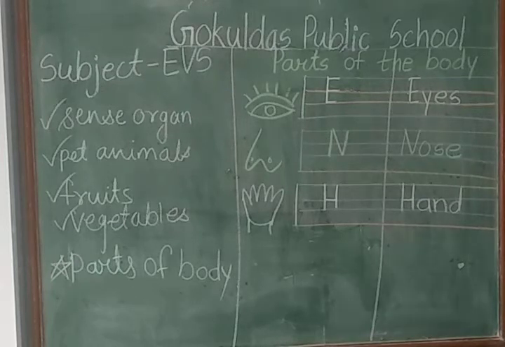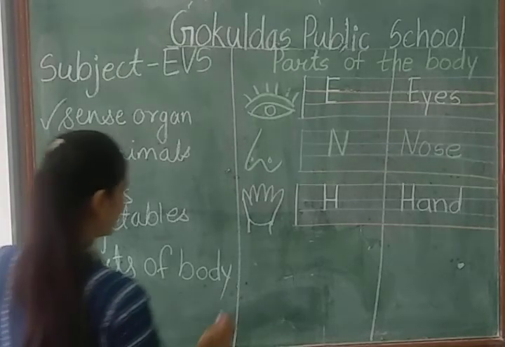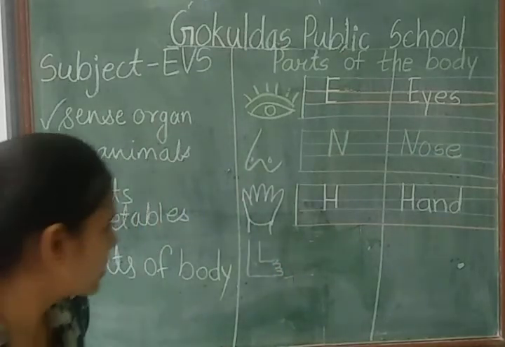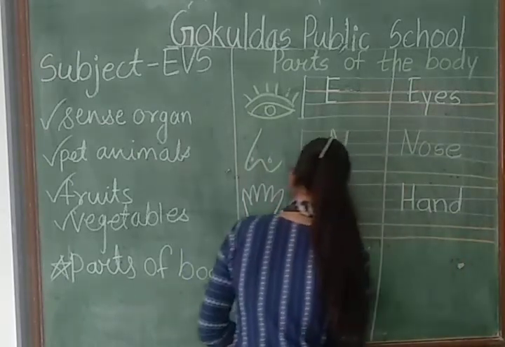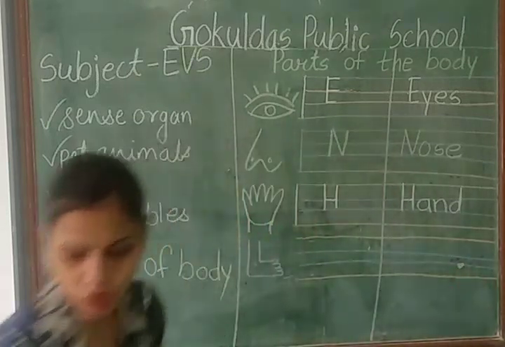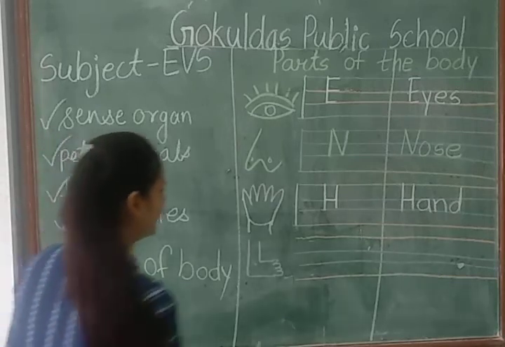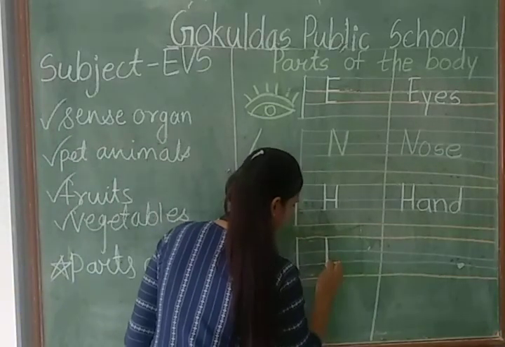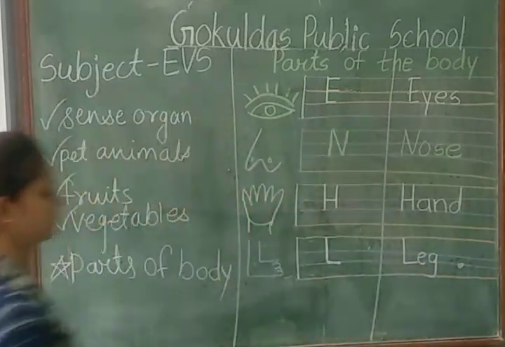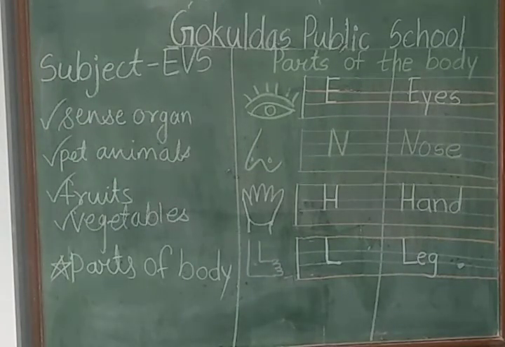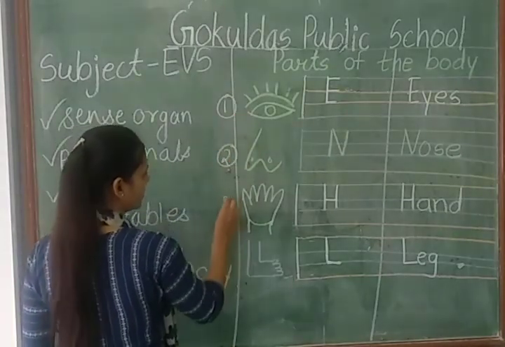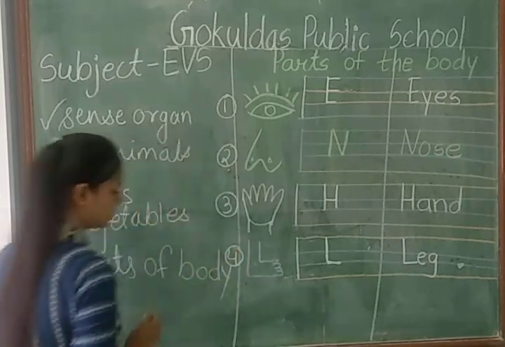Then after hand, we write down the spelling and the first letter of the given picture. And what is this? This is leg. L for leg. Right. First letter, we get letter L, E G, leg. So the number one will be eyes, nose, hand, leg.